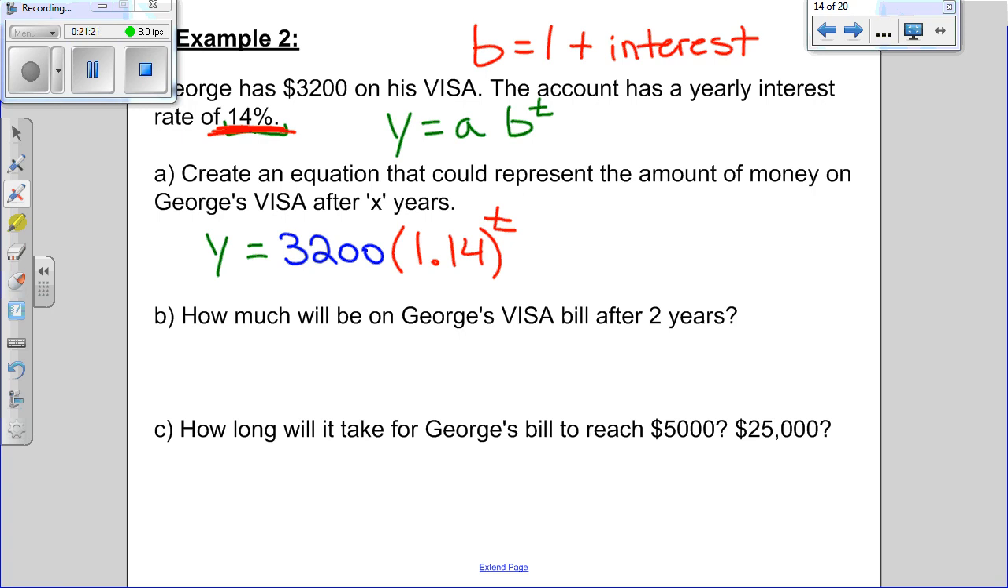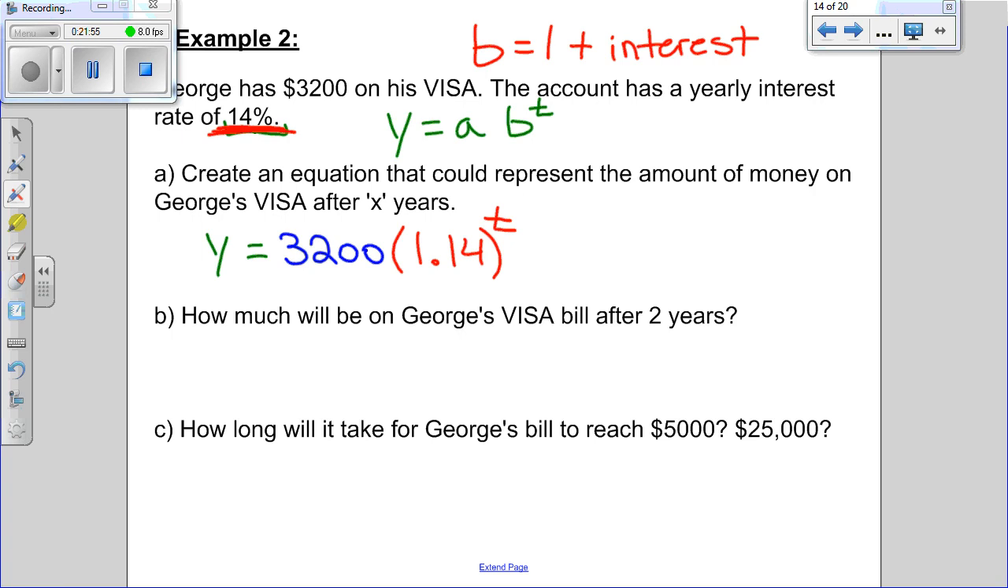Every year, if you didn't pay any of it, they're going to increase how much you owe. So 3,200 is how much I owe right now. After 1 year, they're going to tack on 14% more to what I owe, because I'm not paying them back. How much would that be? After 1 year, 3,200 times 1.14 would be 3,648, so after 1 year it's already going to go up to about 3,600.